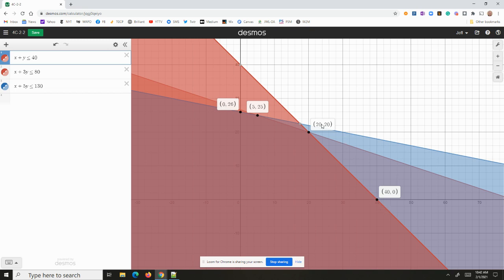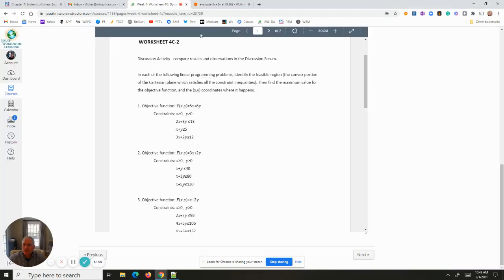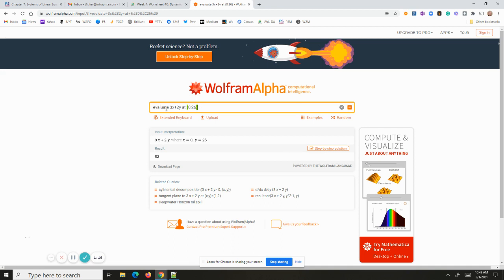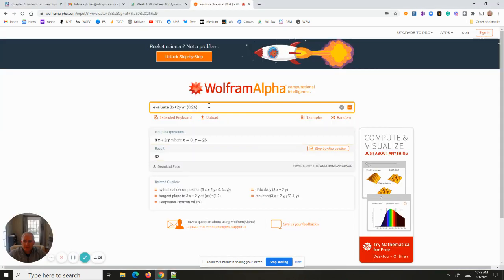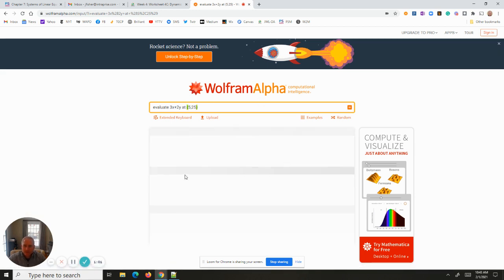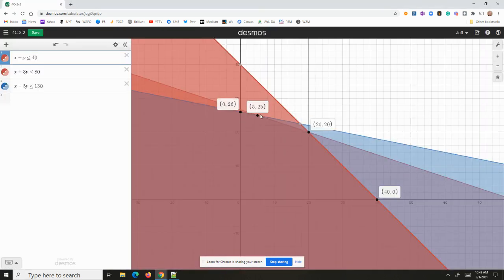Now we have 4 possible values that could represent the maximum. So we want to plug these values back into the objective function and see which one is the highest. So we have (0, 26), and I'm going to use a tool known as Wolfram Alpha to do that. We're going to evaluate 3x plus 2y at (0, 26). That equals 52. Now, let's look at (5, 25), and that equals 65. Okay? So that's a little bit bigger.